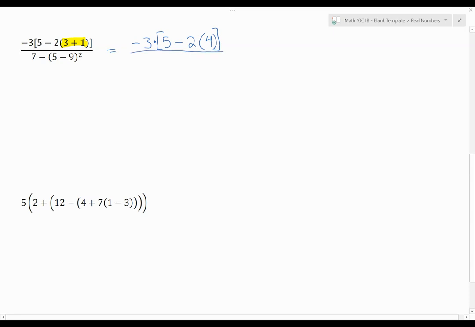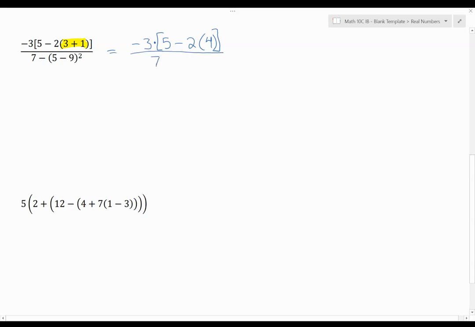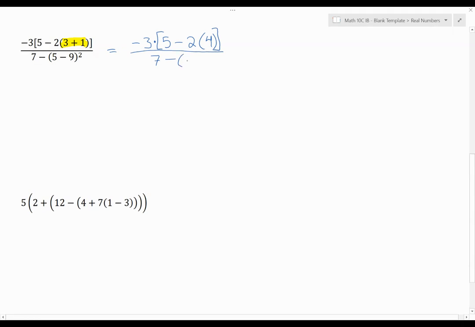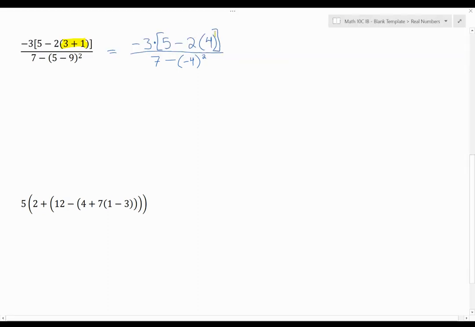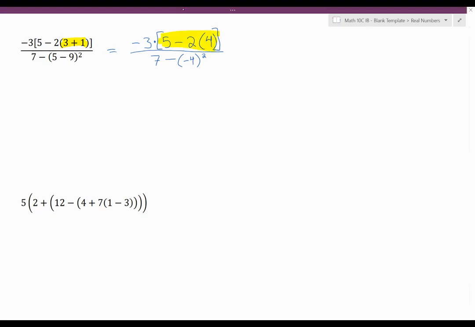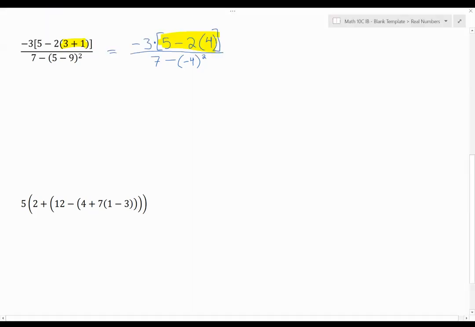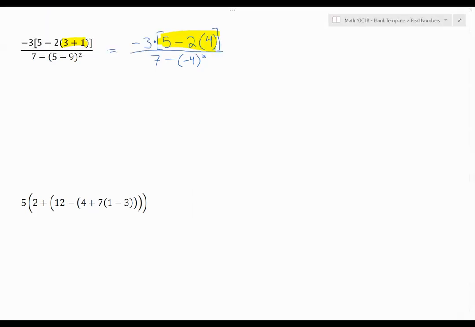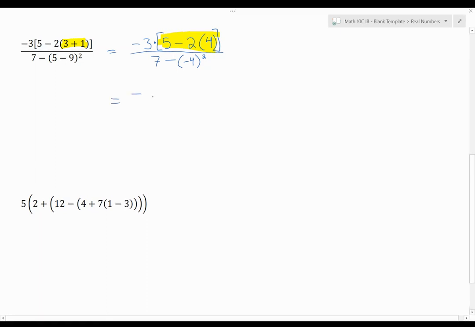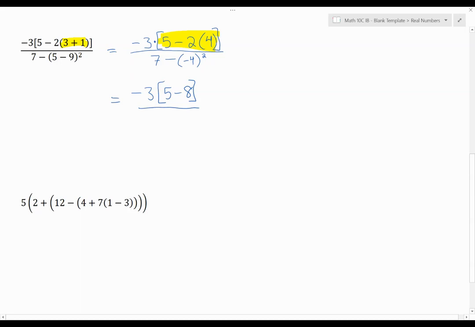I can also simplify what's inside the brackets in the denominator. So 7 minus 5 minus 9 is -4 squared. Now, focusing on the numerator within these square brackets, I have two operations. I have a subtraction and I have a multiplication. So that multiplication has to get done before the subtraction. So that means I now have -3 bracket 5 minus 8. Now you likely would be able to do 5 minus 2 times 4 all in one step in your head. That's fine. I'm going to write out all the steps here.